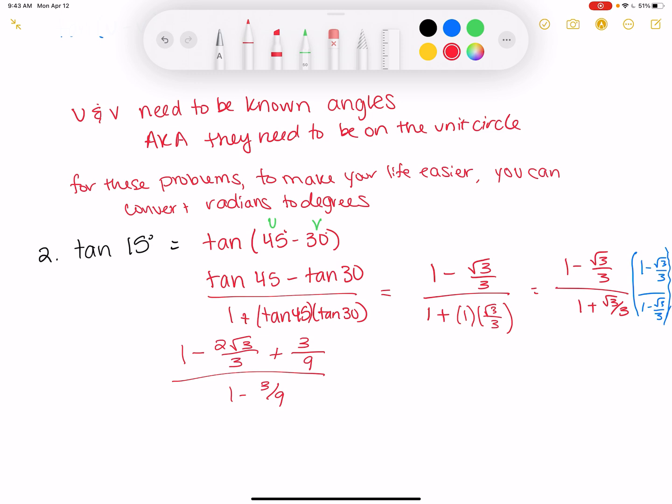So now I'm going to simplify and get a common denominator. Since these simplify into 1/3, I'm going to get everything in terms of 3's for the denominator. So I'll have 3 over 3 minus 2 root 3 over 3 plus 1/3, all over 3 over 3 minus 1/3.